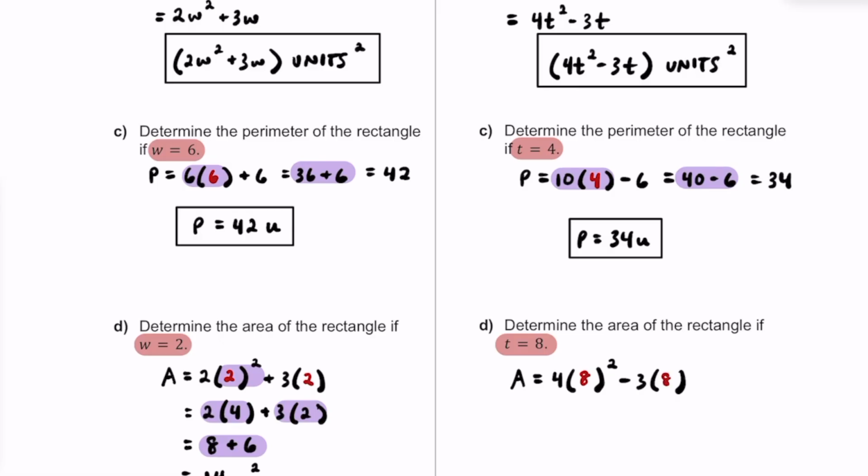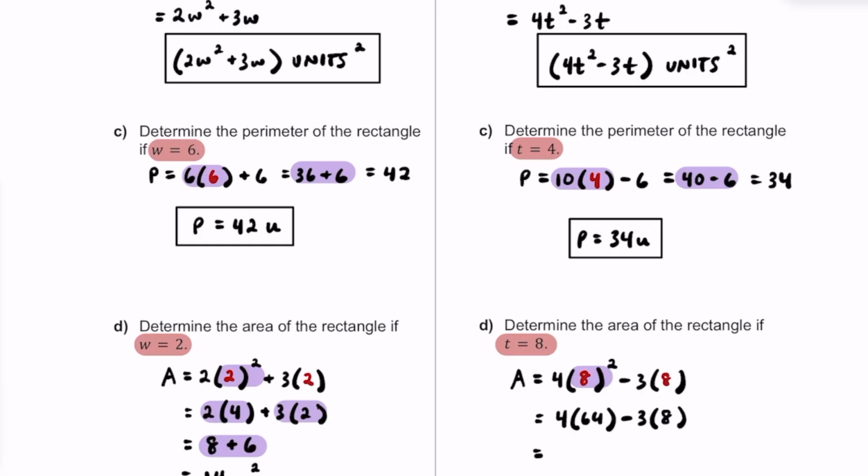All right, so if we evaluate this expression, we'll get the area of this rectangle. So following the order of operations, the exponent or the power will go first. So 8 squared is going to be 64. So we have 4 multiplied by 64 minus 3 multiplied by 8. And then following some order of operations here, we have 2 multiplication problems. So let's just kind of go left to right here.